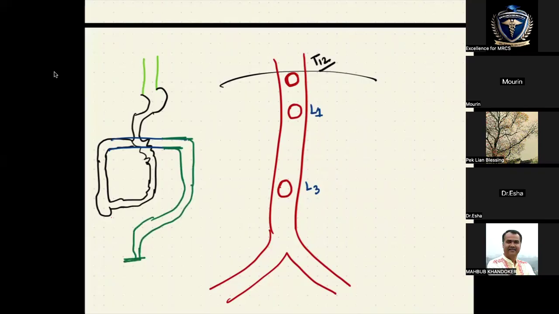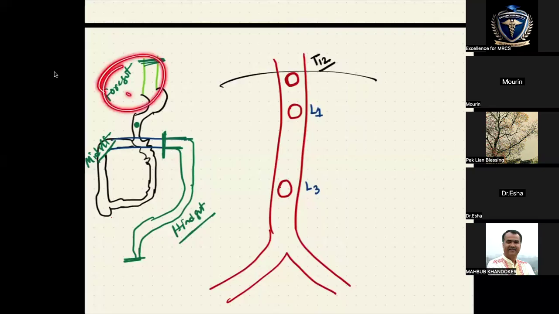Remember, from the lower part of the esophagus up to the second part of the duodenum, this is called foregut. From the lower part of the second part of the duodenum up to the right 2/3 of the transverse colon is called midgut. And the left 1/3 of the transverse colon, descending colon, and sigmoid colon is called hindgut. The foregut is supplied by the celiac trunk.